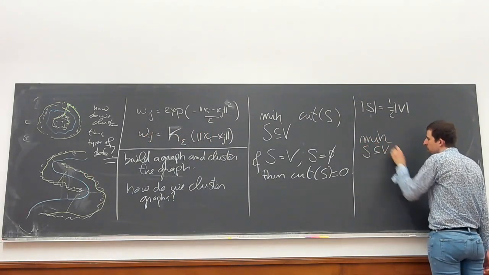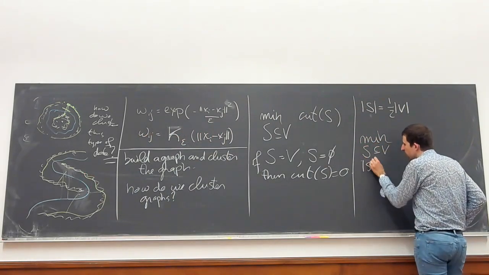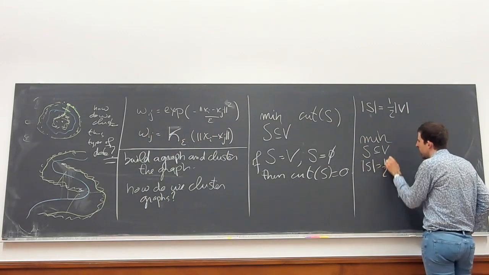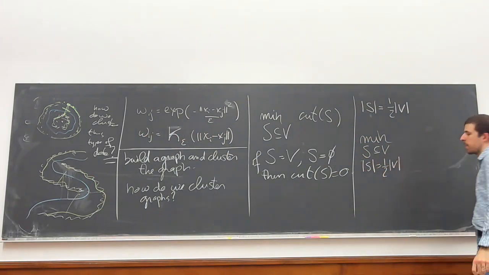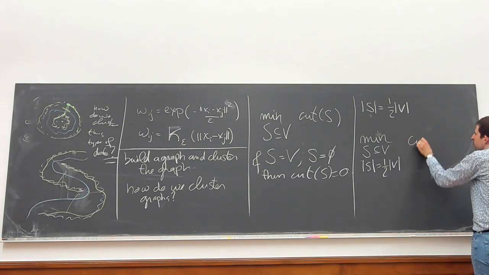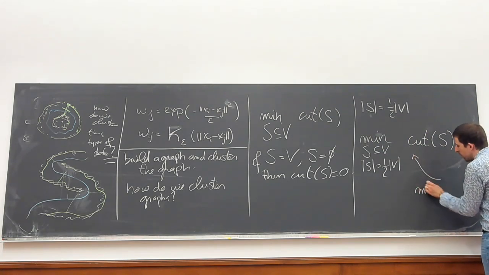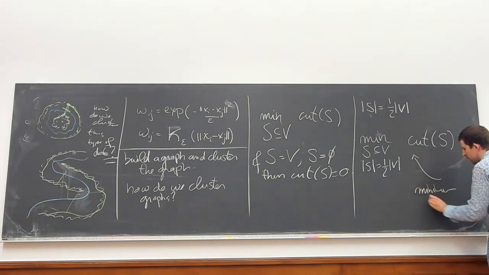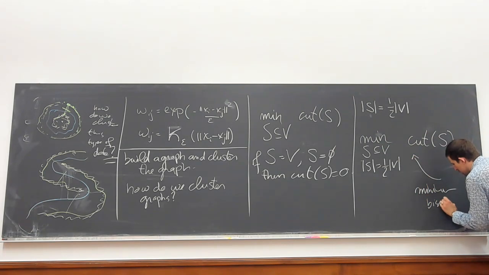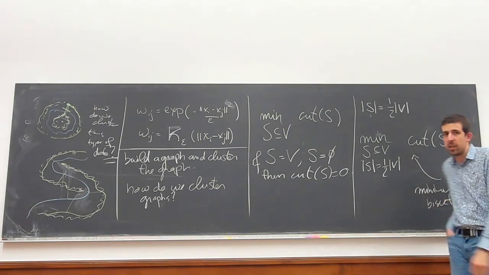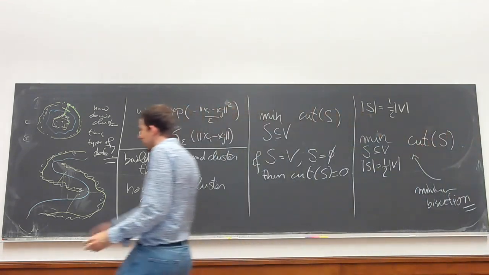over all S that is a subset of the vertices whose size is 1/2 of the vertices. And now I can minimize the cut. Okay, this is what's known as minimum bisection. Right? This is the problem known as minimum bisection. Let's try to understand it a bit better.